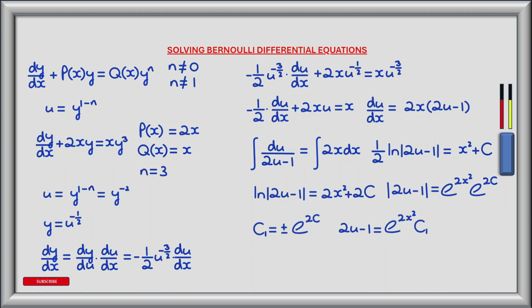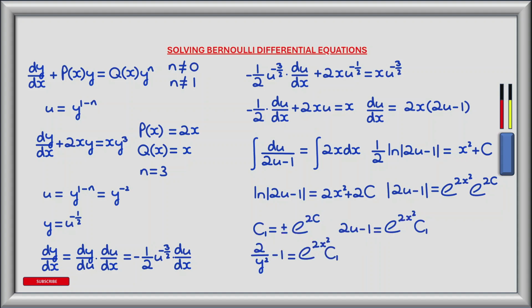If we now let new constant c1 equal plus or minus e to the power of 2c, we can remove the need for the modulus sign. So we now have 2u minus 1 equals e to the power of 2x squared multiplied by c1.